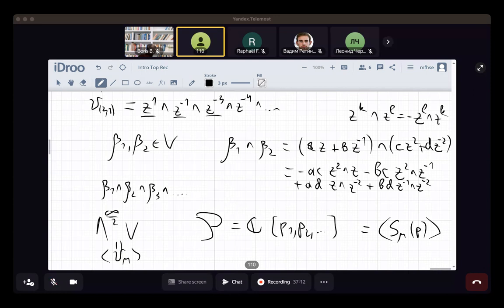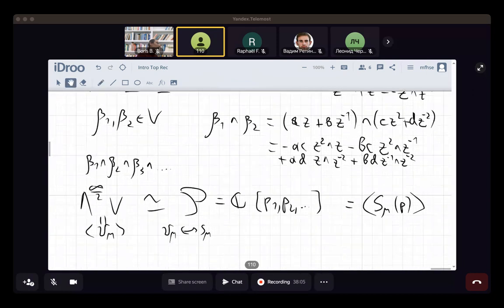And so we skip all the details about this boson fermion correspondence. But you see that this can be considered just as a span of Schur functions s mu of p, right? And this is by definition the span of v mu. So basically they are isomorphic as vector spaces, where you map v mu to s mu. This gives you an isomorphism of vector spaces of those two guys. Okay. And this is called the boson fermion correspondence. It has some deeper meaning, but we will not talk about that in physics in more detail.